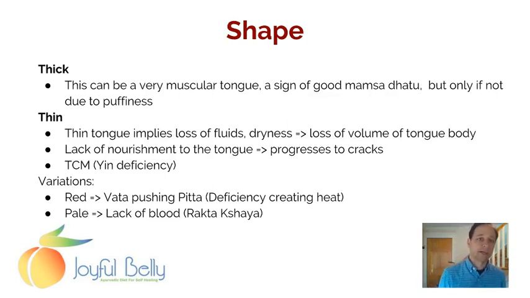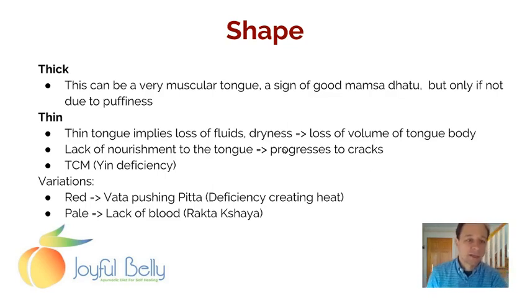A thin tongue can imply loss of fluids or dryness in the tongue. This could be a loss of volume of the tongue body. And as those fluids leave, the tongue becomes thinner and thinner. So a thin tongue is a sign of lack of nourishment to the tongue, and that progresses to cracks. First you have a normal thickness to the tongue, then the tongue starts to get thin, and then you start to see cracks.